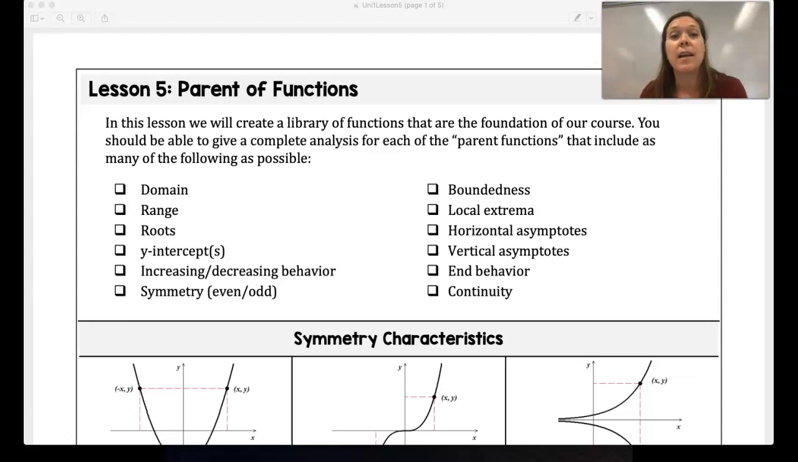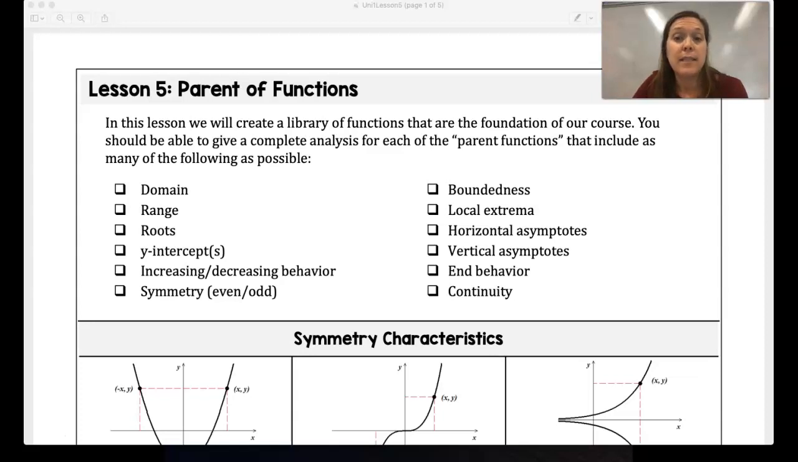Again, beginning from the top, in this lesson we will create a library of functions that are the foundation of our course. You should be able to give a complete analysis for each of the parent functions that include as many of the following as possible. So you should be able to identify the domain and the range, the roots, y-intercepts, increasing or decreasing behavior, and what type of symmetry we have. Is it even or odd, or is there no symmetry?